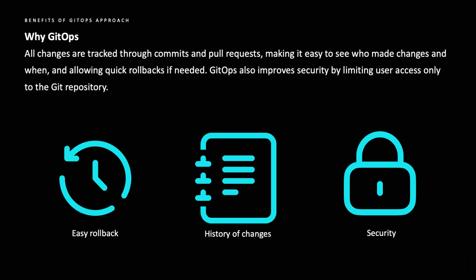In a GitOps repository, updates are applied via commits and pull requests. This means you can easily track what changes were made, by whom, and when. If anything goes wrong, rolling back becomes a straightforward process. Additionally, GitOps helps improve security by narrowing the scope of access. Instead of giving users direct access to environments or clusters, you can manage permissions entirely through Git.